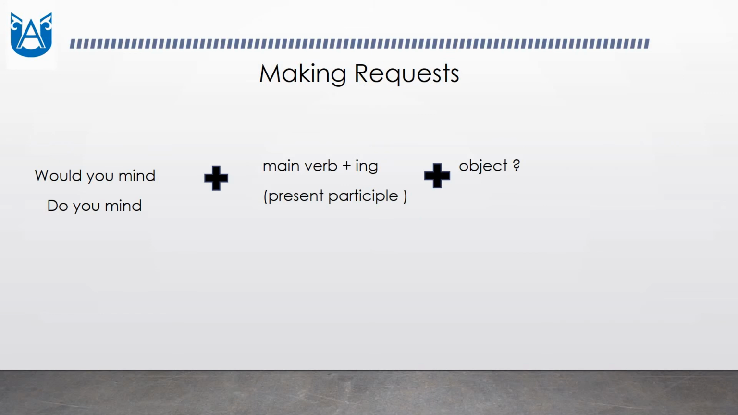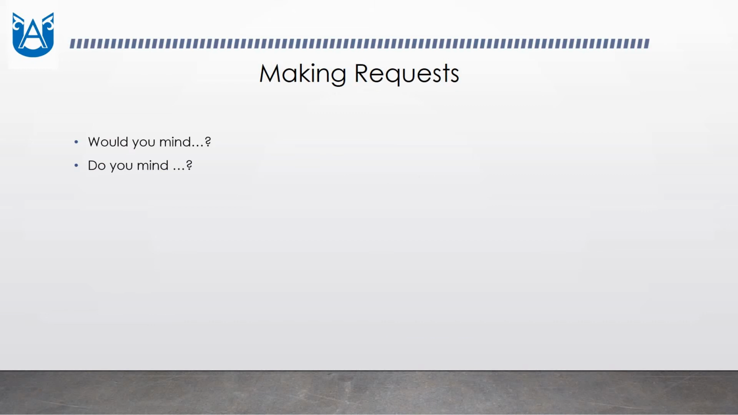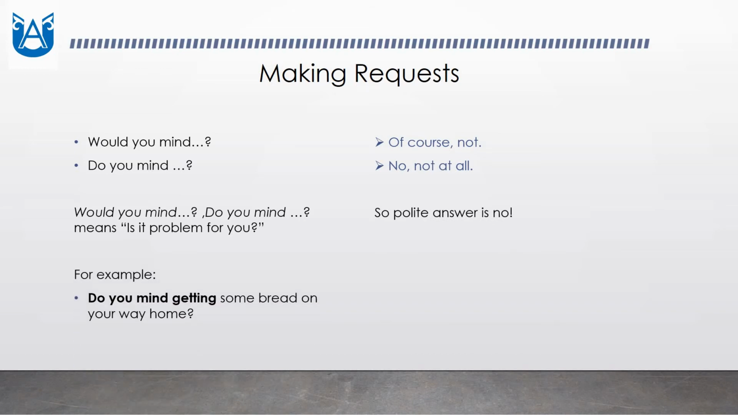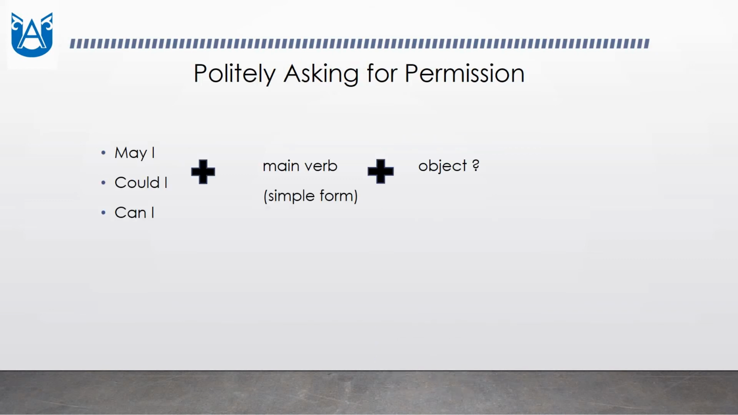Another way to make a request is using would you mind followed by the main verb in the present participle, which is made by adding ing to the end of the verb, and then the object of the verb and then the question mark. Would you mind? Do you mind? The possible answers are, of course not, no, not at all. Would you mind and do you mind mean is it a problem for you? So the polite answer is no. For example, do you mind getting some bread on your way home? No, not at all.